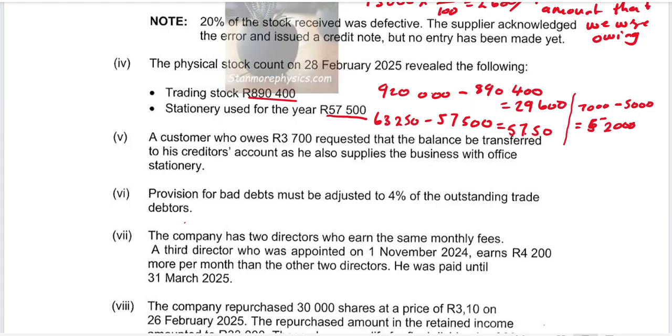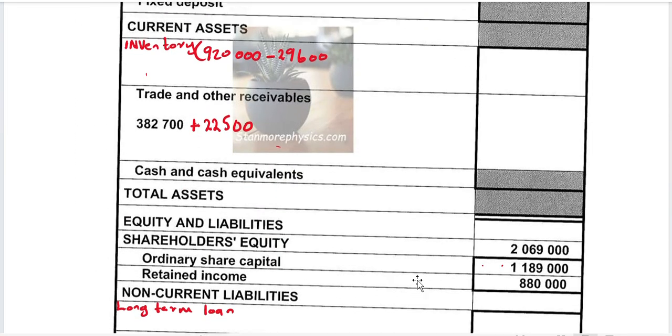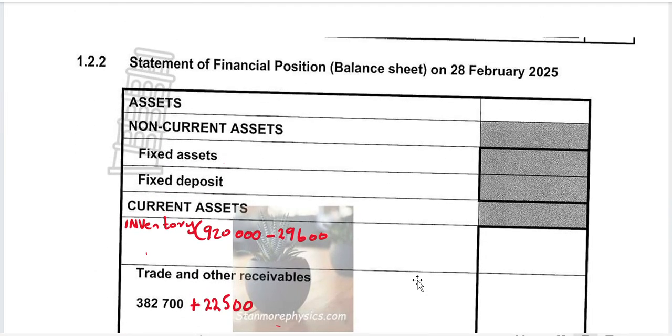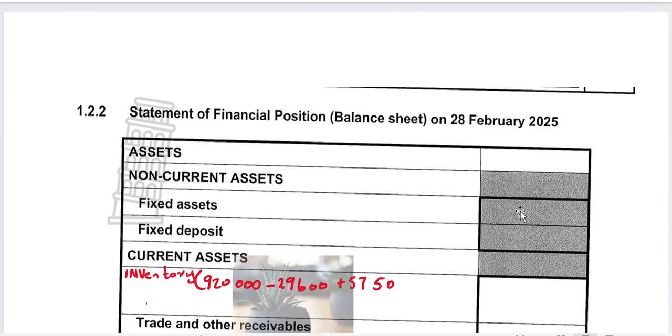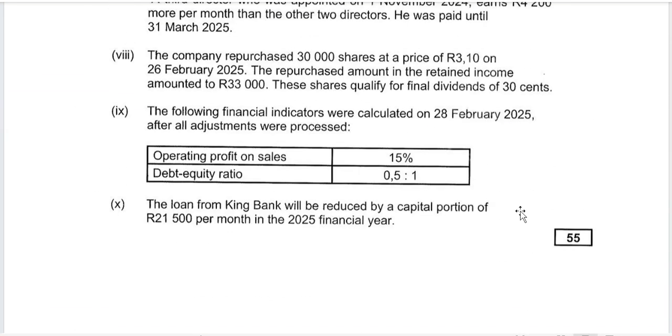That's why here our 5,750 we're gonna go and add on inventory. Let's go and add this amount under inventory. Inventory. We're gonna come and add 5,750 plus. 5,750. Do you get me? So okay, we are done with that adjustment.